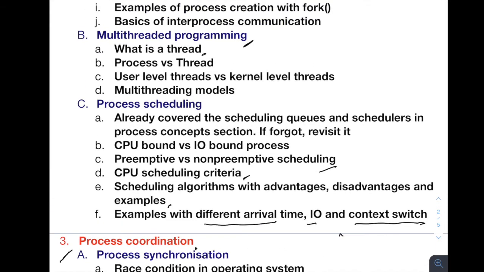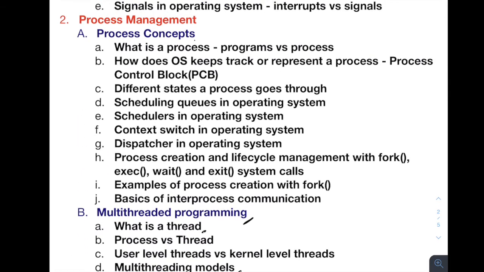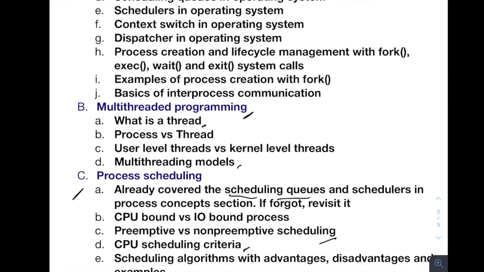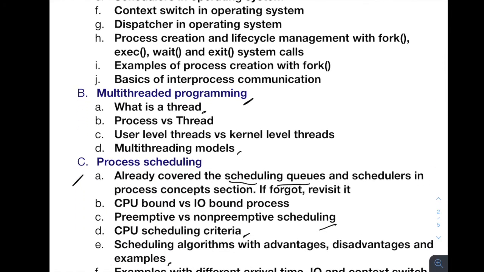Okay, as of now, we are done with multi-threading programming, and next what we are going to study is process scheduling. We will look at how a process is scheduled. Scheduling queues we have already looked at in the first subsection, process concepts. But if you don't remember these concepts, you can revisit scheduling queues and schedulers, because those are associated with process scheduling.